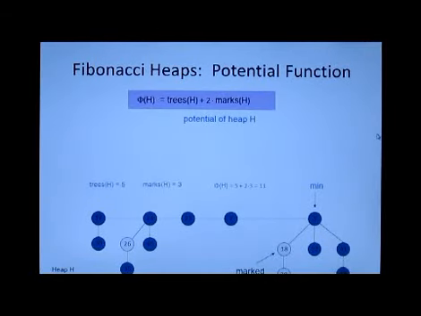We have a potential function with this formula: 3 times trees(H) plus 2 times marks(H) gives us the potential of the heap. Trees(H) in here is 5, our marks is 3, so the potential of H is equal to 5 plus 2 times 3, which is equal to 11.